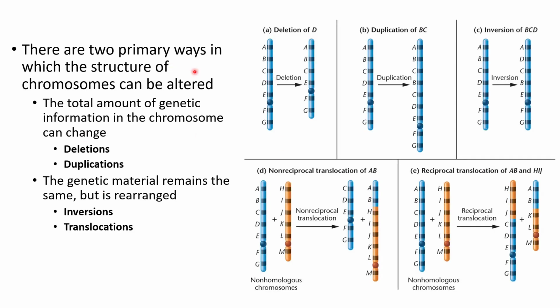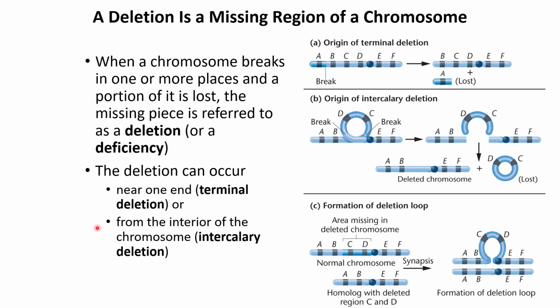So let's start with a deletion. As I just told you, the total amount of genetic information changes through deletions and duplications, and remains the same but rearranged through an inversion and translocation. In a deletion, we have a missing region of the chromosome. It breaks in 1 or more places, and that portion gets lost. That results in what we call a deletion or a deficiency. These could be at the terminal end, or they could be in the middle. When they're in the middle, we call them intercalary.